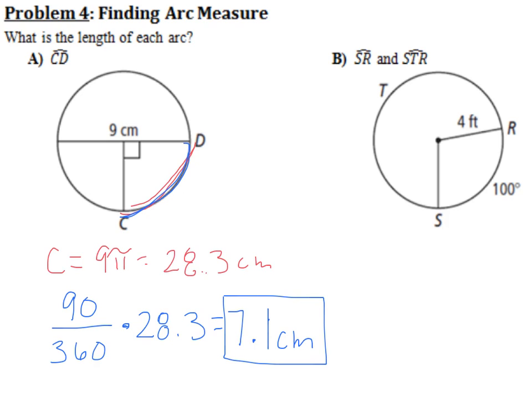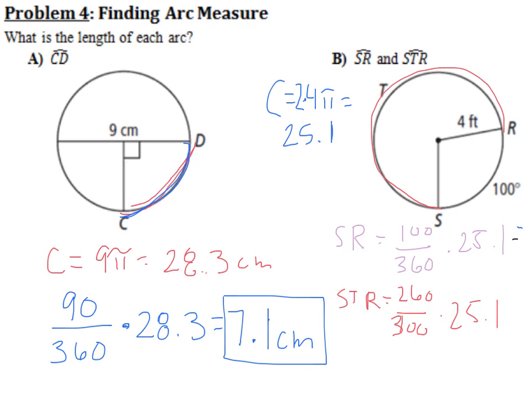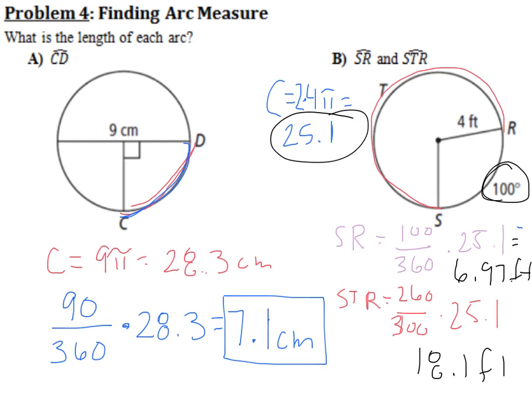So right now I want you to figure out what the lengths of SR and STR would be. This first one would be 100 over 360, because that's my arc, times my total circumference of 25.1. So that'd be 6.97, or you could round up to 7, and that's feet. My second one would be 260 divided by 360 times 25.1, and I get 18.1 feet. So make sure you took good notes, and have a great day.